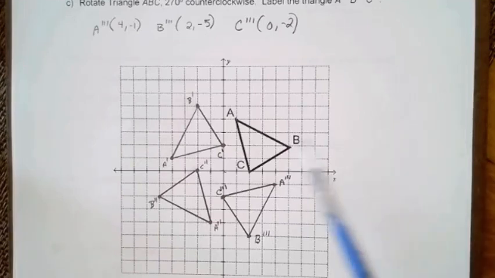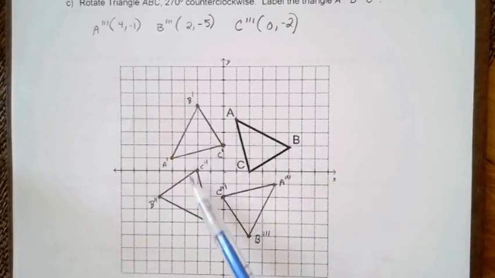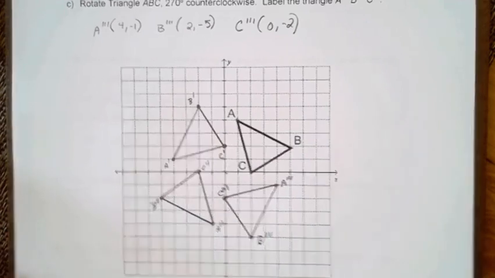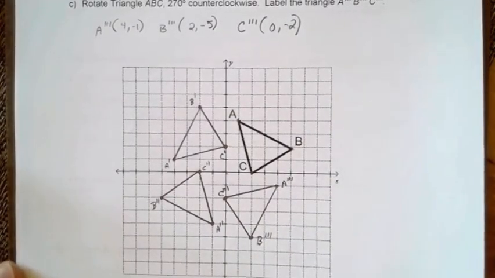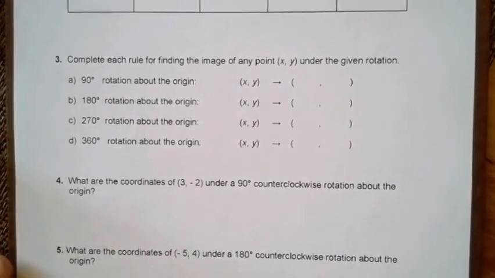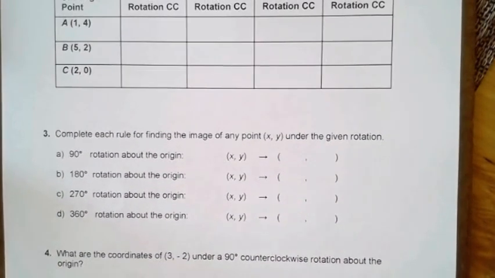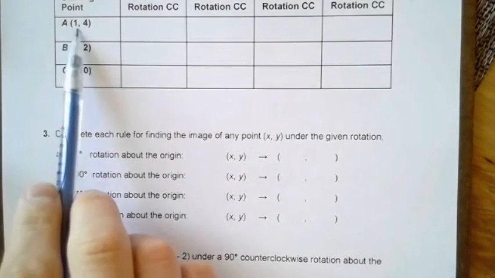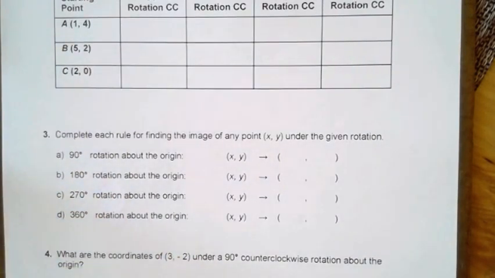All right, so we've taken our original triangle ABC and we've rotated it 90 degrees, 180 degrees, 270 degrees. And what we're going to do now is investigate what happens to the coordinates under each of those different rotations. So I have a chart, and I'm going to organize my data and see if I can determine what happens under each of these different types of rotations. The original triangle ABC was at 1, 4, 5, 2, and 2, 0 for points A, B, and C respectively.